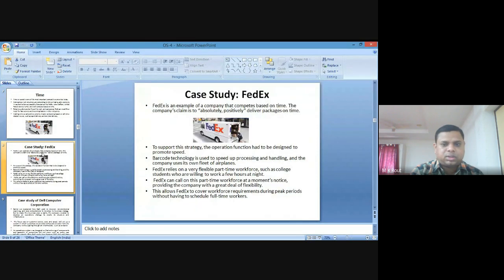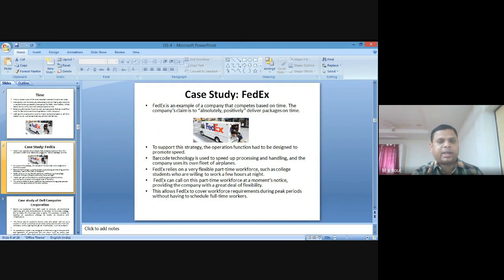As you know, this is a very famous company, especially in reference to the transport industry. This is a multinational company. If you take the example of FedEx, FedEx is an example of a company that competes based on time, and the company's claim is: absolutely, positively deliver packages on time. This is the tagline of this particular company.